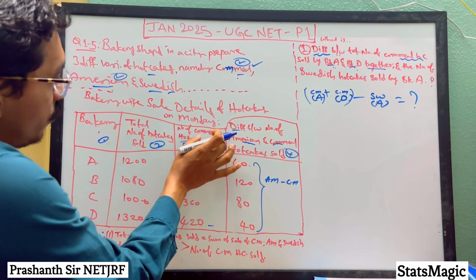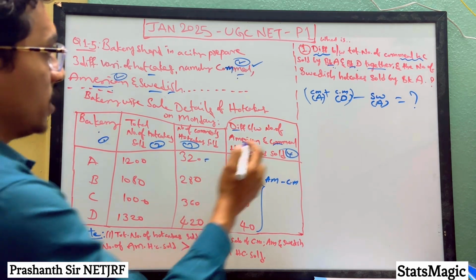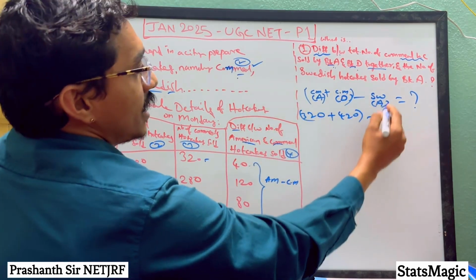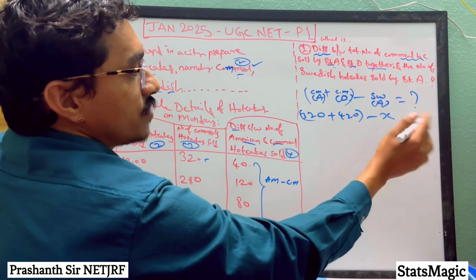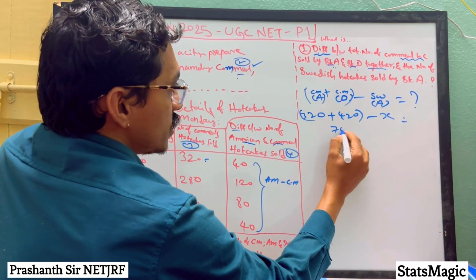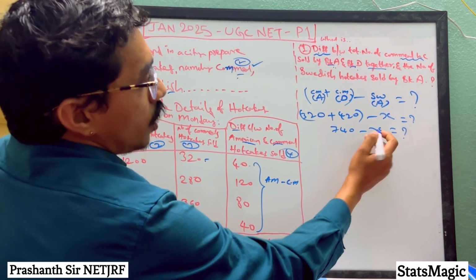So the number of cornmeal hotcakes sold by A and D, they gave directly: 320 plus 420. See, A is 320, D is 420. Minus, let us say this is X, the Swedish by A, just for understanding. So 320 plus 420 is 740 minus X equal to, so this we have to find out. So now we need this X.